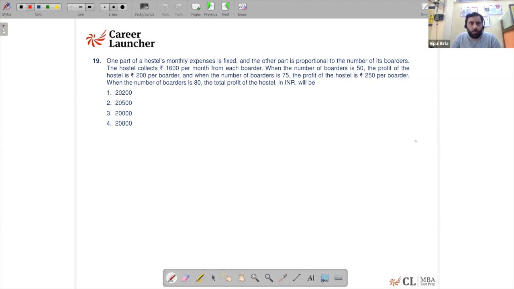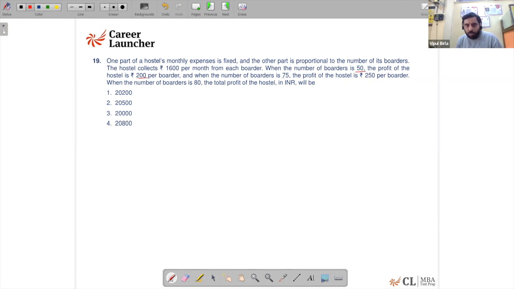Question number 19. One part of a hostel's monthly expenses is fixed and the other part is proportional to the number of its boarders. The hostel collects 1600 rupees per month from each boarder. That is also fixed. Now, when the number of boarders is 50, the profit of the hostel is 200 per boarder. So for 50 people, profit is going to be 200 per boarder.